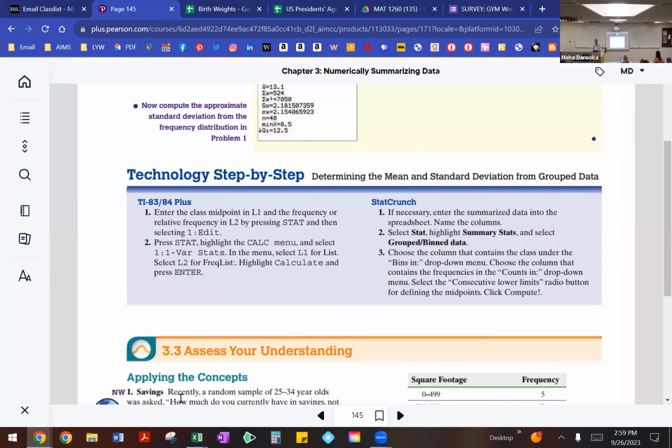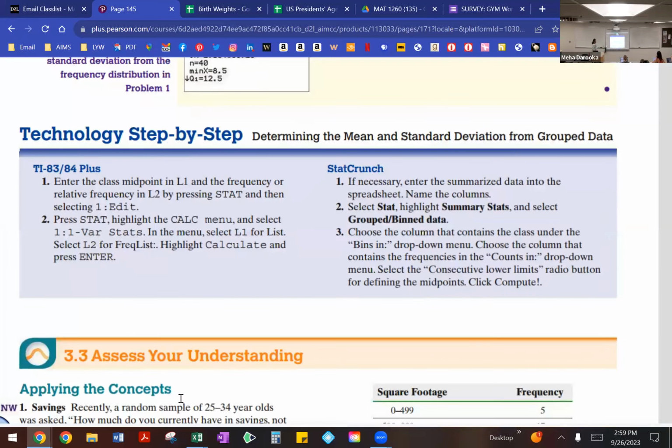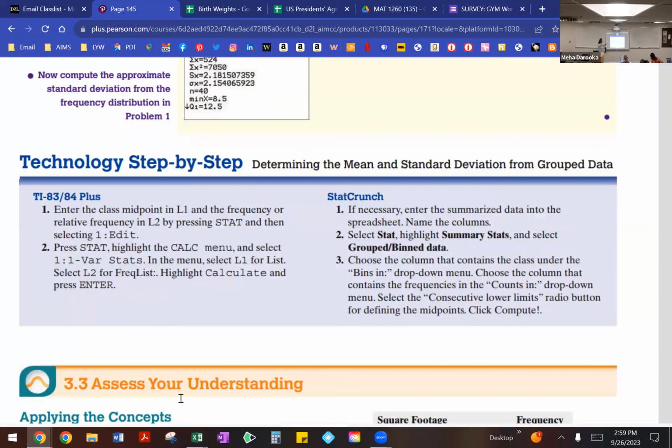Now you will see under technology, they do not give you instructions on how to use Google Sheets and Excel because there is actually no built-in function in Google Sheets or Excel to do the frequency distribution one. So you either do it the way I showed you, or if you want to play around with StatCrunch, you can. That would be the other option.